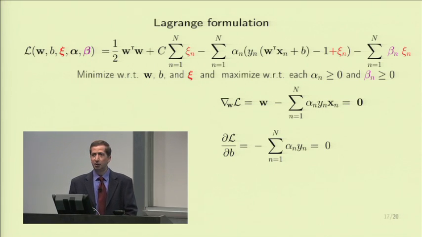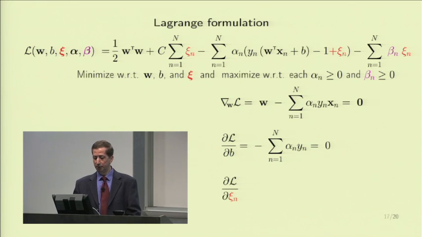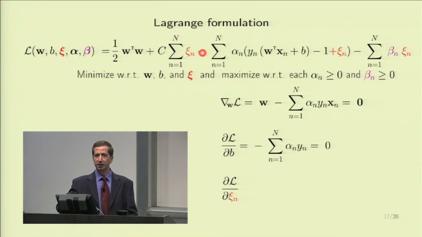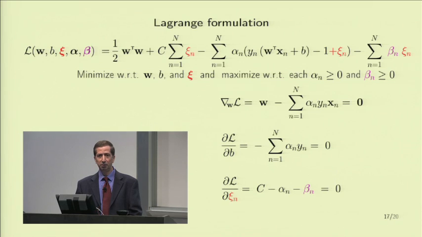Okay? So the final one is to get the partial by partial xi's. That's the new one. So you do this. Let's see what happens. I'll do it one at a time. So there are capital N of those. I didn't put it as a gradient just to make it simple. So I put it one at a time. And I see, okay, xi n gets multiplied by C, xi n gets multiplied by alpha with a negative sign, xi gets multiplied by a beta with a negative sign. So if I differentiate with respect to xi, this is what I'm going to get. C minus alpha minus beta, equate that with zero, okay?